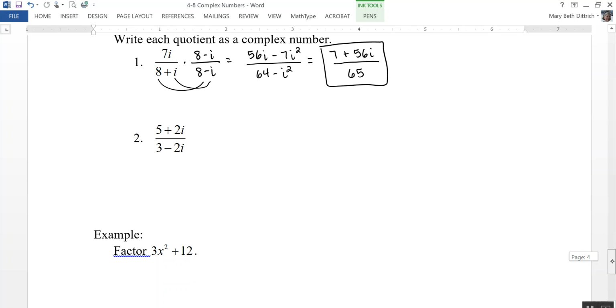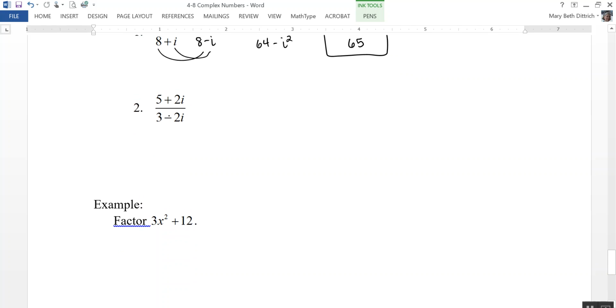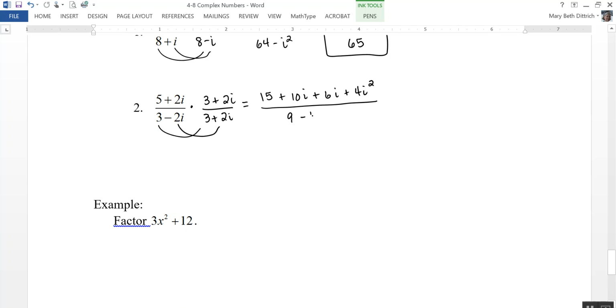Let's take a look at our second example here. 5 plus 2i over 3 minus 2i, so multiplying by the complex conjugate, 3 plus 2i over 3 plus 2i. I need to FOIL on the top. 15 plus 10i plus 6i plus 4i squared. And then on the bottom, when I do my first, I get 9. When I do my last, I get minus 4i squared.